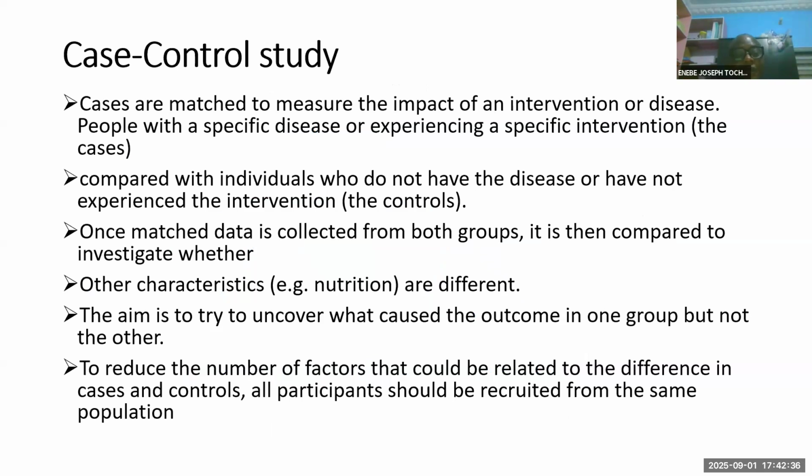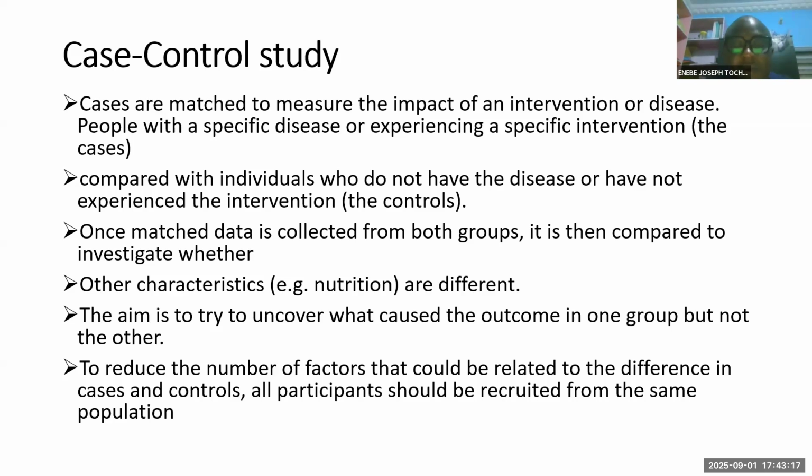Now, we have another similar design, the case control. Here, cases and controls are matched to measure the impact of an intervention or disease. People with a specific disease or experiencing a specific intervention, the cases, are compared with individuals who do not have the disease or have not experienced that intervention, who are the controls. Once matched data is collected from both groups, it is compared to investigate whether the characteristics, for example nutrition, are different. The aim is to uncover what caused the outcome in one group but not the other.